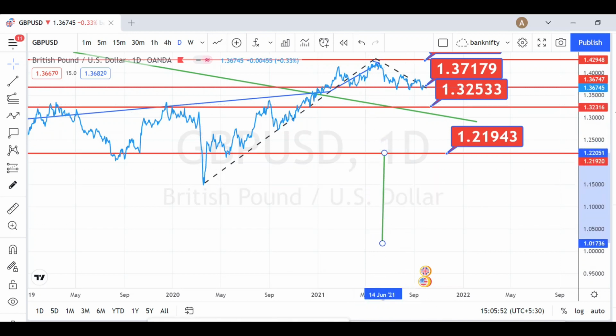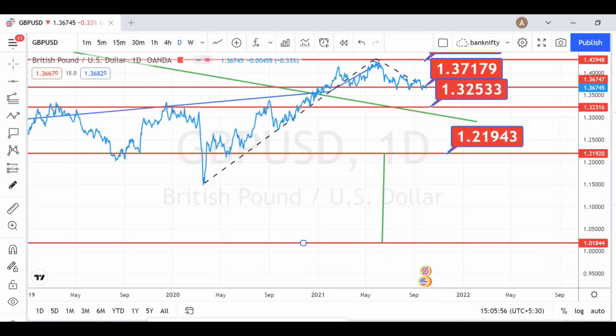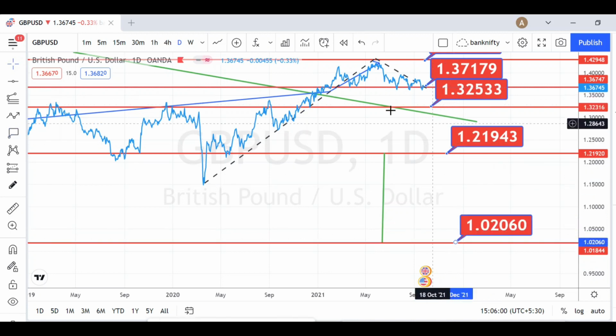This will be the range. If it breaks this support, next target is going to be 1.02060. That is going to be our next target.